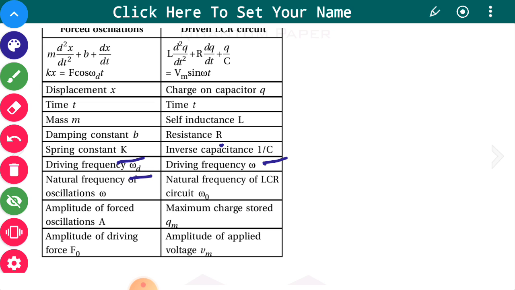Driving frequency is omega d, here it is omega. Natural frequency of oscillation in the forced oscillation is omega. Here in electric circuit we have omega 0. Amplitude of forced oscillation is a, here amplitude or maximum charge is qm, and amplitude of driving force is f0, here it is vm. So this table we have to keep in mind for the MCQs.